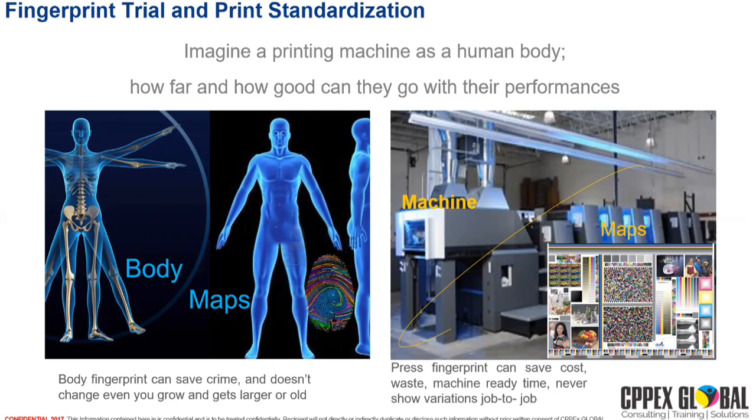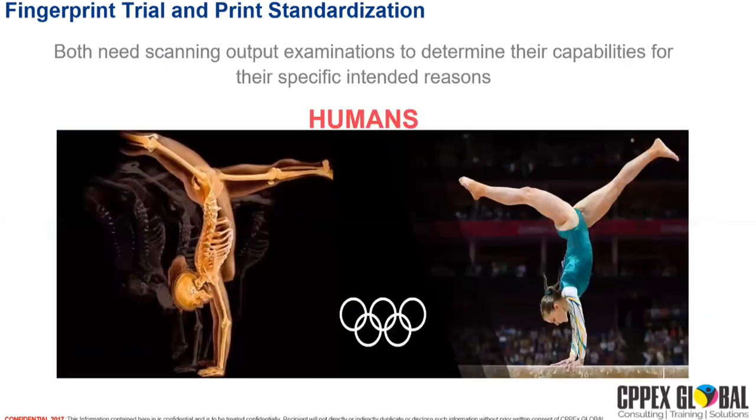So imagine printing machines are a human body. How far, how good can they go with their performance? A body's fingerprint can solve crime and doesn't change even as you grow and get older. Similarly, the fingerprint can save cost, waste, and machines. That time, it never shows variations from job to job.